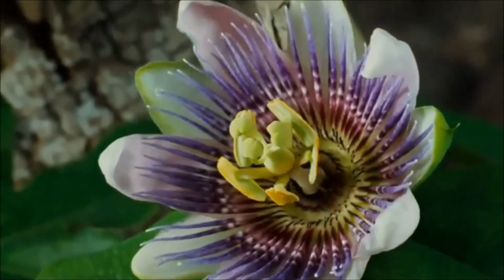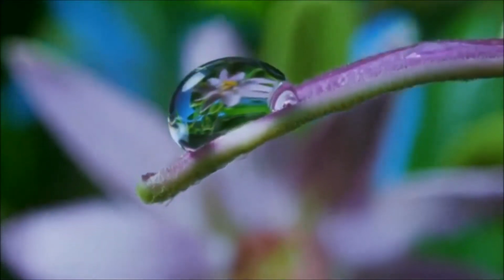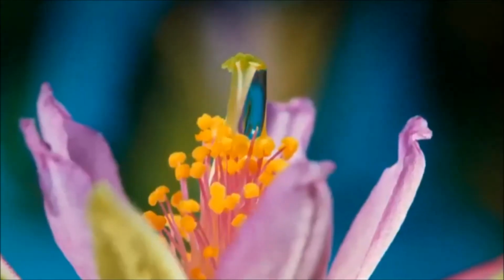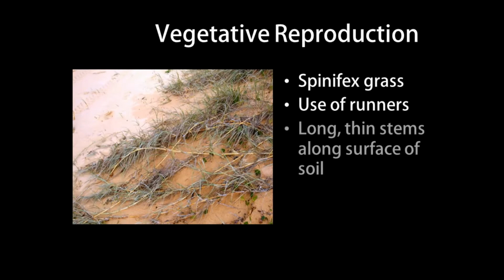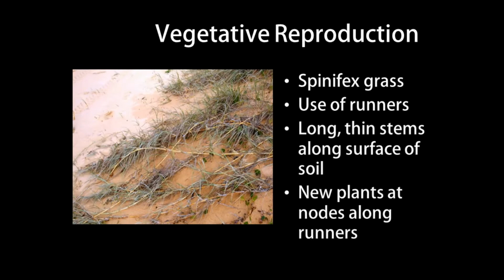Some plants reproduce without sex cells or gametes and create new plants genetically identical to the parent plant. This is called asexual reproduction. One example of vegetative reproduction is the use of runners, which are long, thin stems that grow along the surface of the soil. Plants such as spinifex grass produce new plants at nodes along runners.